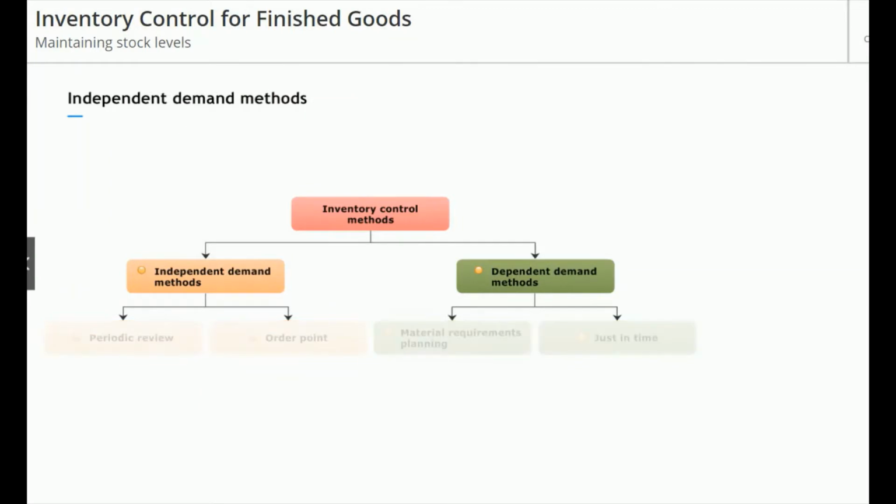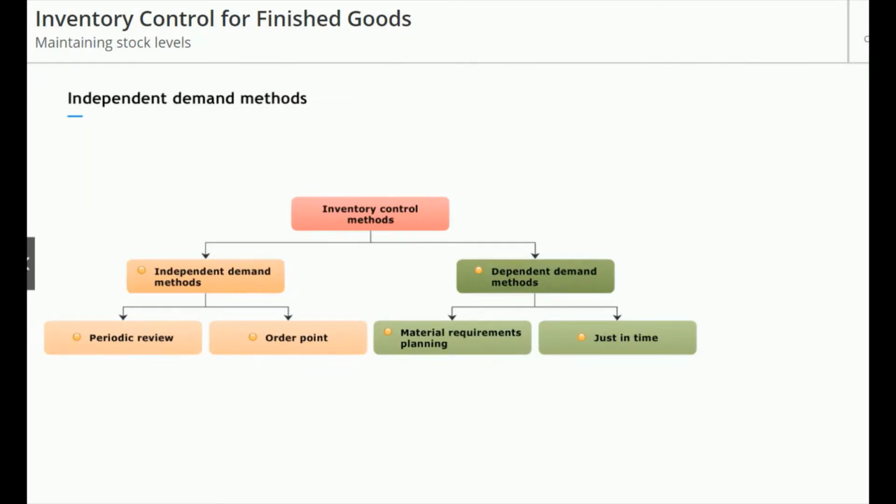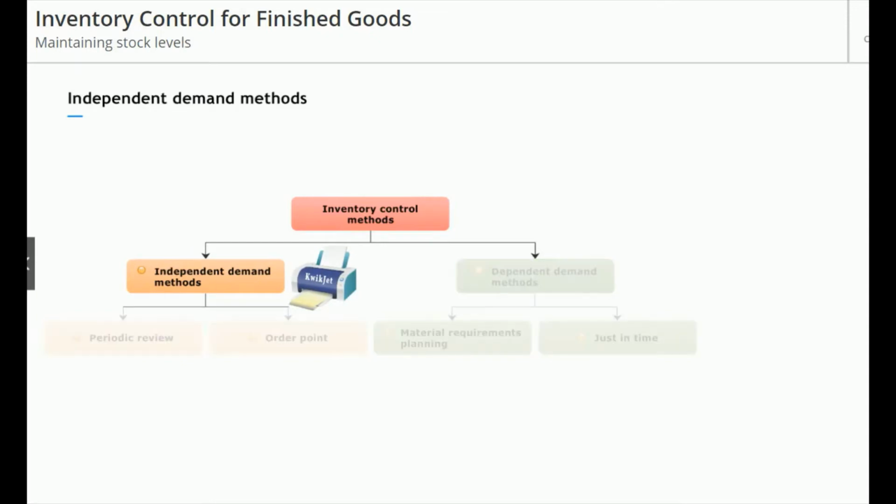There are different ways of controlling inventory depending on the type of item. QuickJet printers are an example of an independent demand item. Daniel, Anna and Ron discuss.